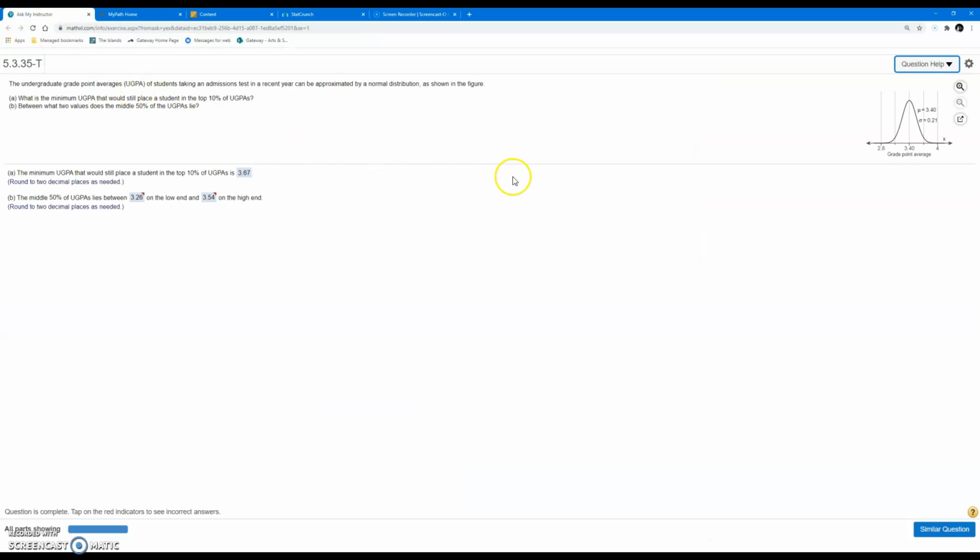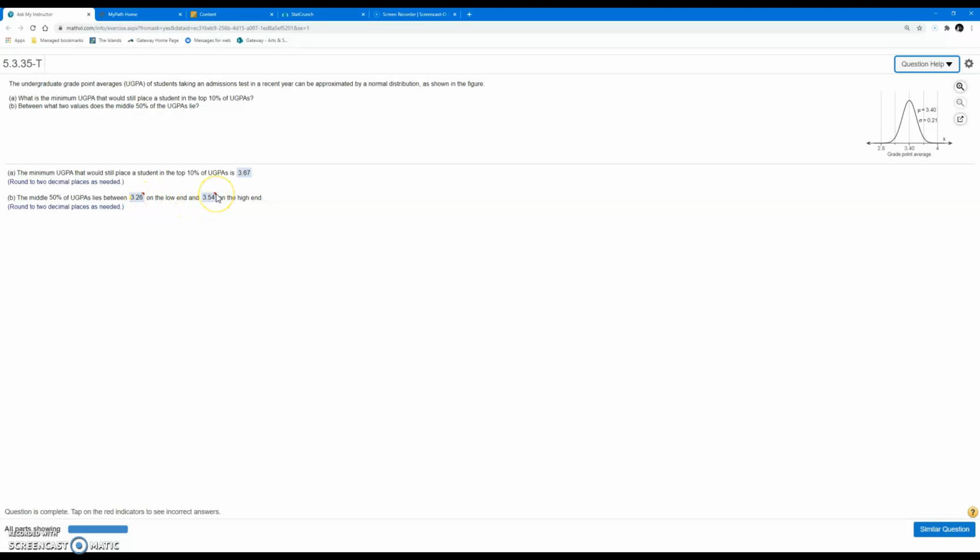In this video, I'm going to show you how to use StatCrunch to find individual values that lie between a certain percent. So this question says, the middle 50% of UGPAs lie between what two z-scores? And they want the z-scores on the low end and on the high end. They already give us the answer here.